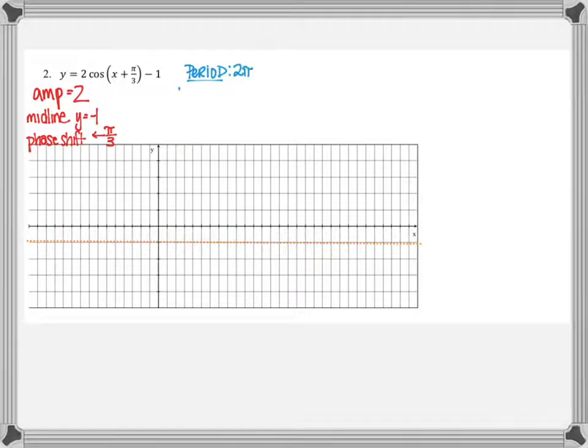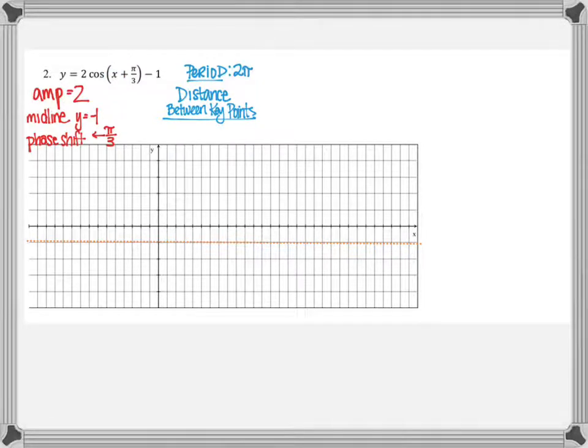So sometimes you can kind of just guess and check, but I like to take into account really 3 things for this. The first is the period of the graph, and since there's no horizontal stretch or shrink, that would be in front of the x as a coefficient, my period is still 2 pi.